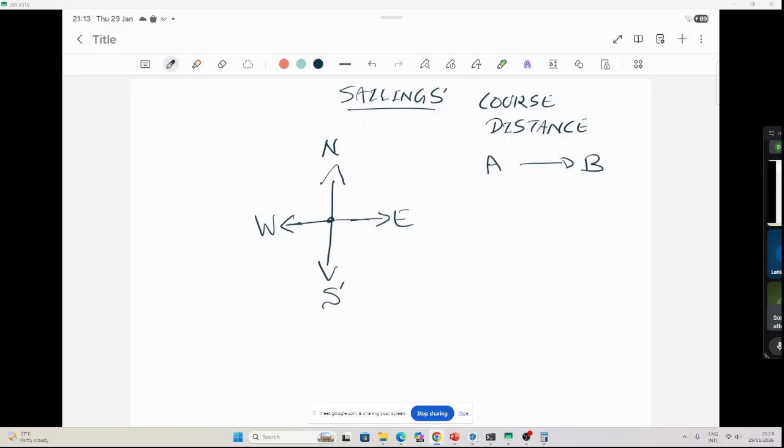Longitude. Okay. If you go to the history of UK Parliament, you can find the Longitude Act.